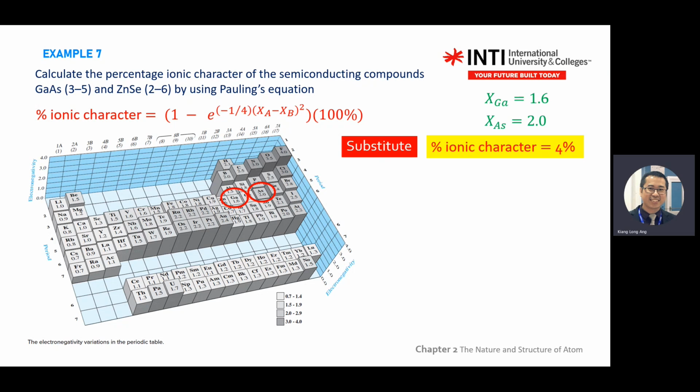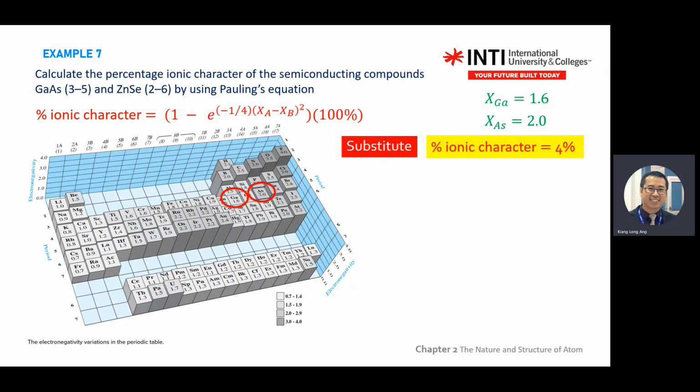So you take Ga 1.6 minus 2, you get a negative number, but it's in a bracket squared, so you still get a positive. And you have a negative exponential here, so don't forget the negative sign. Then you times 100. You'll get 4%. So 4% ionic character for GaAs.